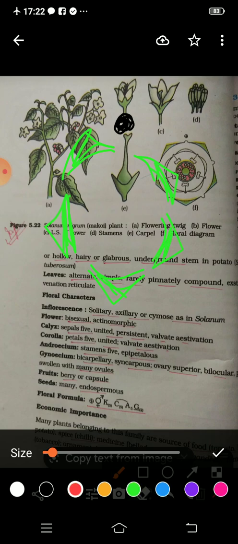We will take a different color for the corolla, and 1 2 3 4 5, and because they are little moon shaped, we have to draw the corolla moon shaped. Valvate aestivation, so edges should touch each other. So this is it, and again we have described that these are united, so for united we have to unite them like this. Corolla was also united, and calyx and corolla both are united, so we have attached them with each other. This is like that. And then come to the androecium.